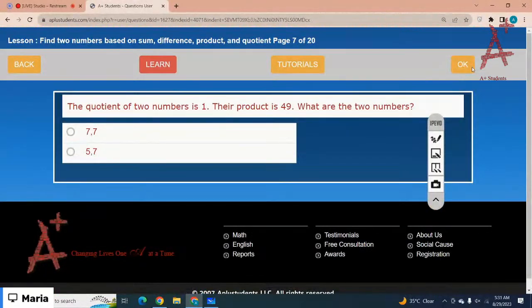Okay, the quotient of two numbers is 1 and their product is 49. What are the two numbers? So, which is the correct option? They are 7 and 7 because 7 times 7 is 49 and when you divide, the answer is 1. So, that would be option 1.